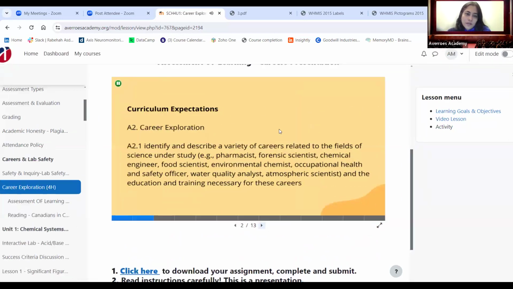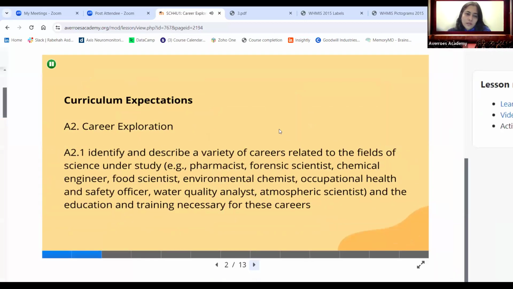Our curriculum expectations for this lesson are listed here. To identify and describe a variety of careers related to chemistry, some examples listed there, as well as the education and training necessary for those careers.